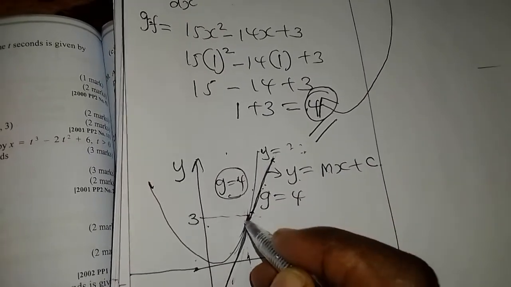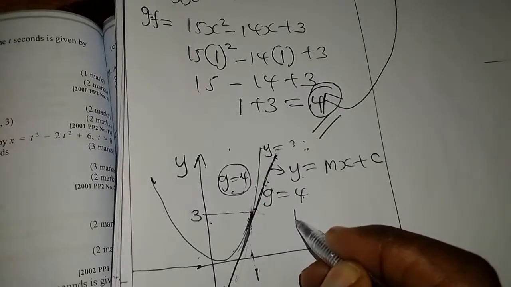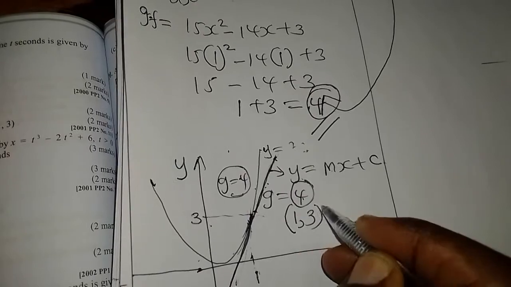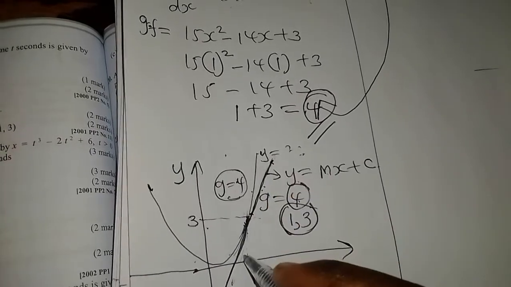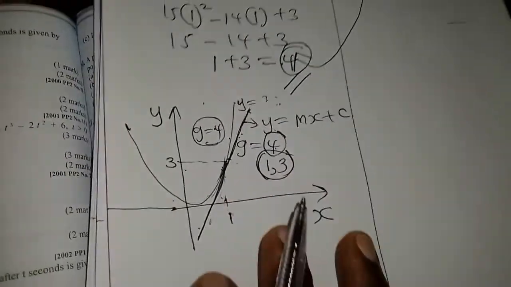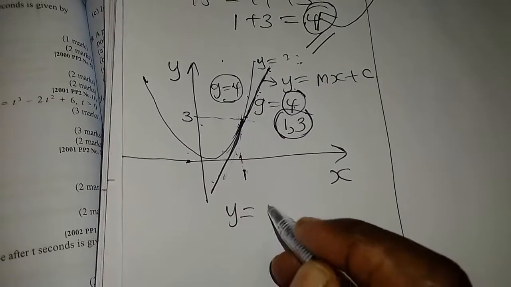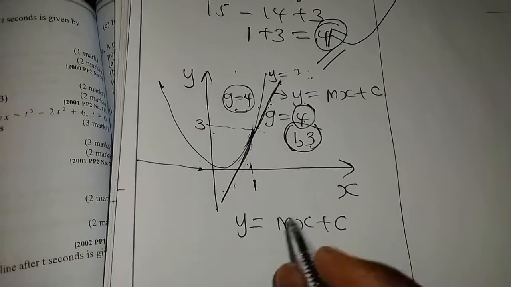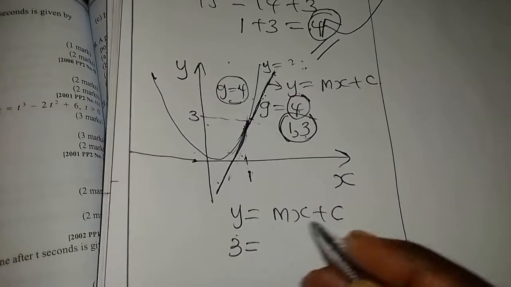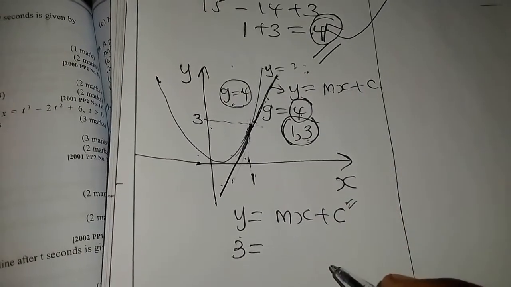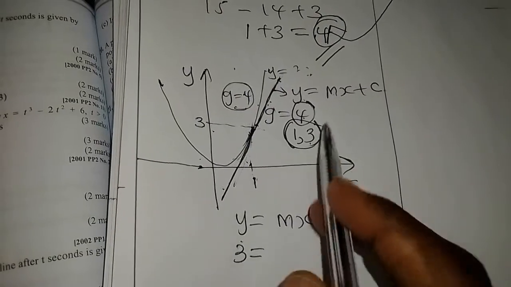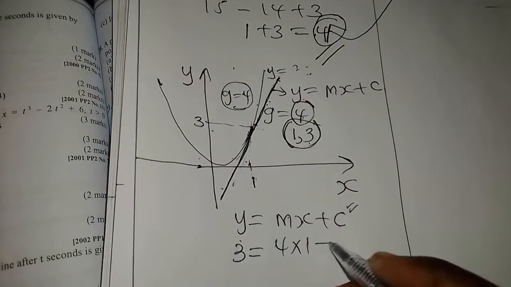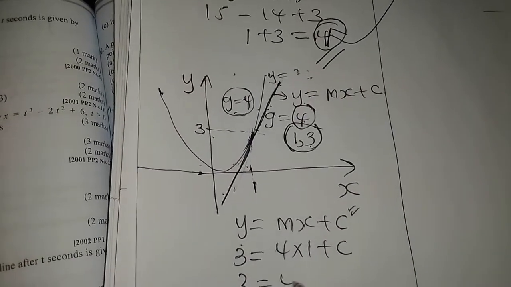And at this point, we have 1 as x and 3 as y. So I have the gradient and a pair of points. I can get the equation of the tangent very easily. The equation must be in the form y equals mx plus c. So our y is 3. I want us to get the value of c, the constant. So 3 equals m, the gradient, which is 4, times x is 1, then plus c. So 3 equals 4 plus c.